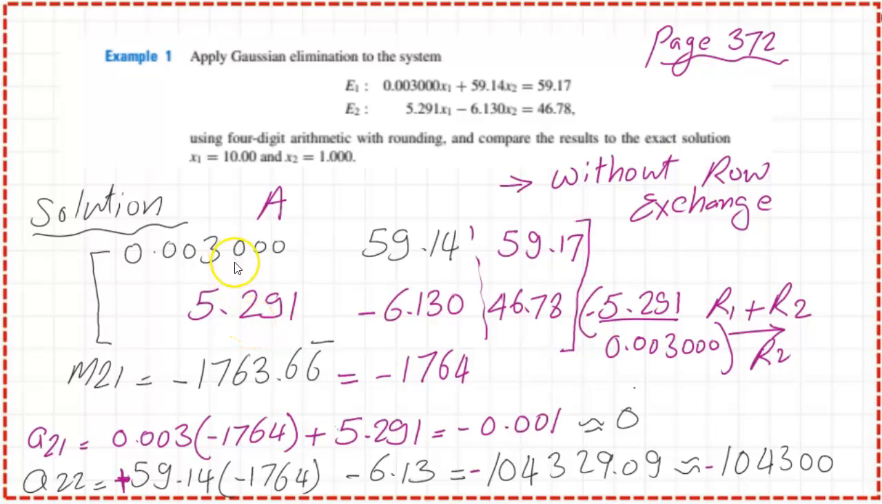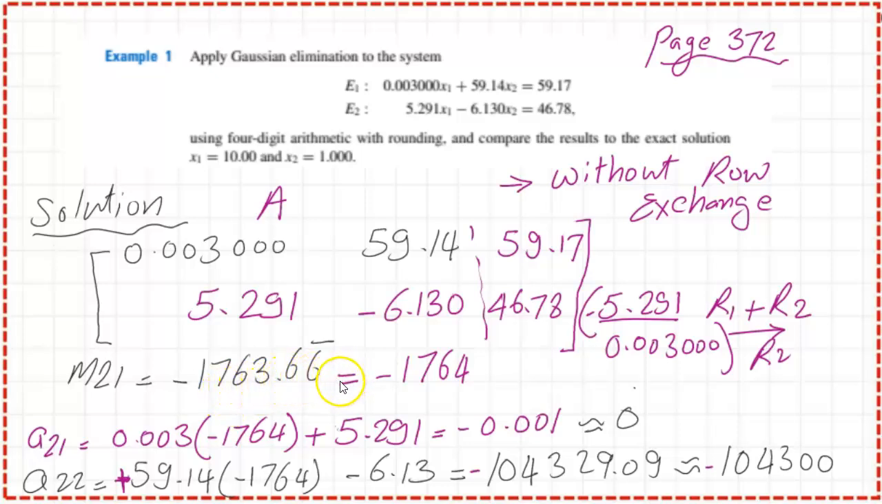Why do we use partial pivoting? We use partial pivoting because this pivot value is nearly close to 0, so there is an error because we are dividing over a small value, and this value will become very big. We'll proceed. Minus 5.291 divided by 0.003 times R1, add to R2, and place the result in R2. This value we call M21, the division of A21 by A11.